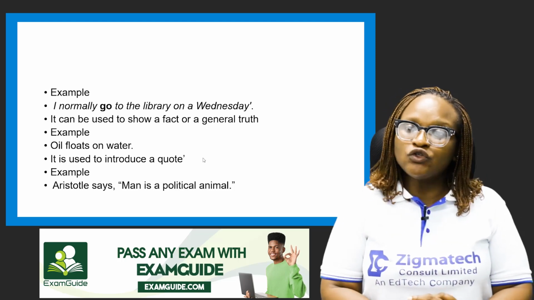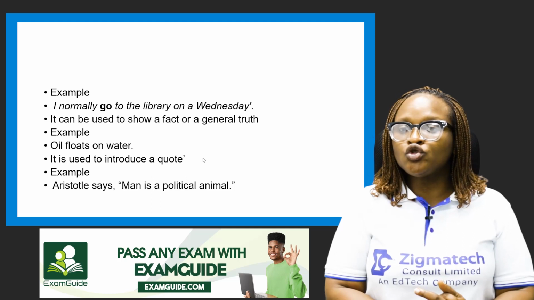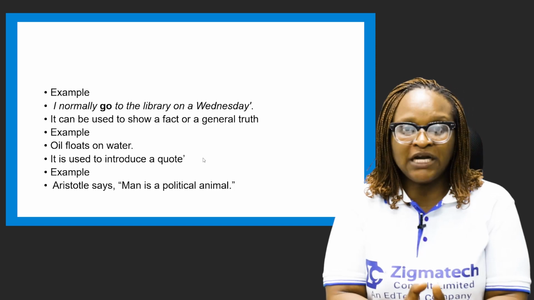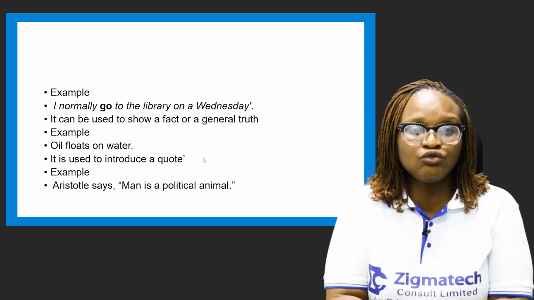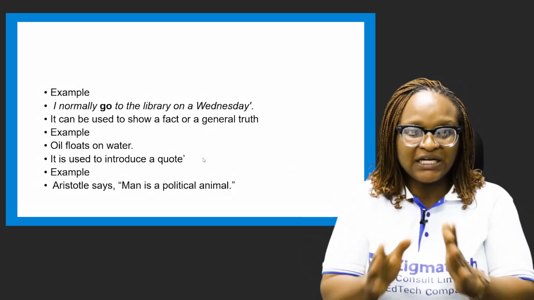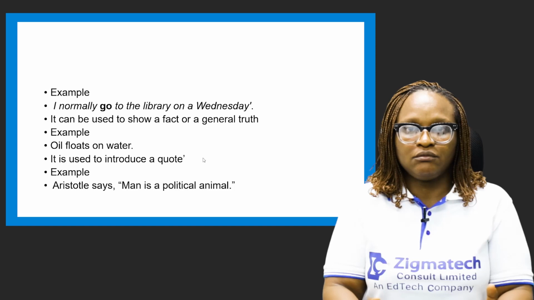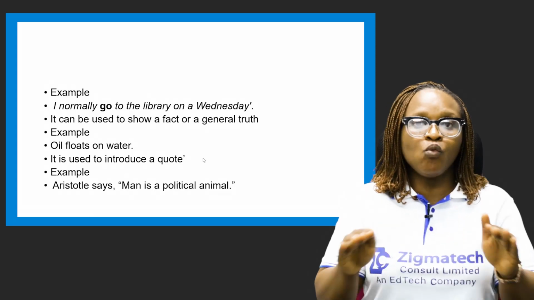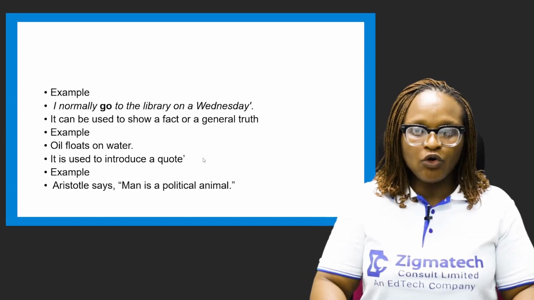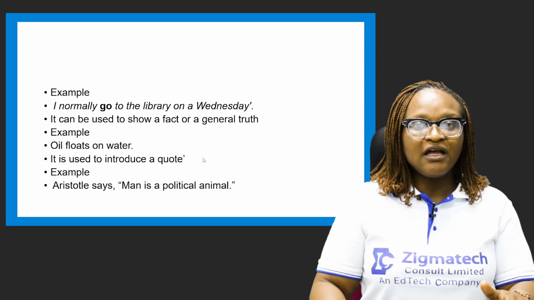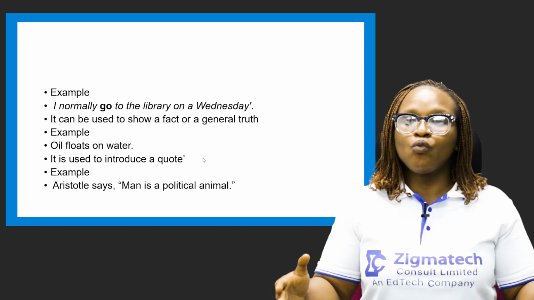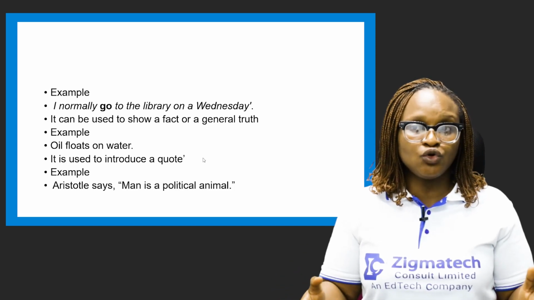All right? Then another use of the present tense is to show general truth or a fact. When you talk about general truth, it means that everybody, once you say it, anybody wherever knows that is what it's like, a law. So when someone says oil floats on water, everybody knows that indeed oil floats on water. When you say that cheetah is the fastest land animal, oh, that's true. That's a general truth. So the present tense can be used to show what?